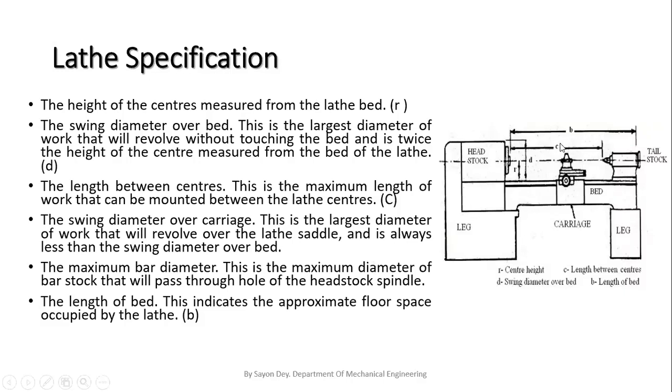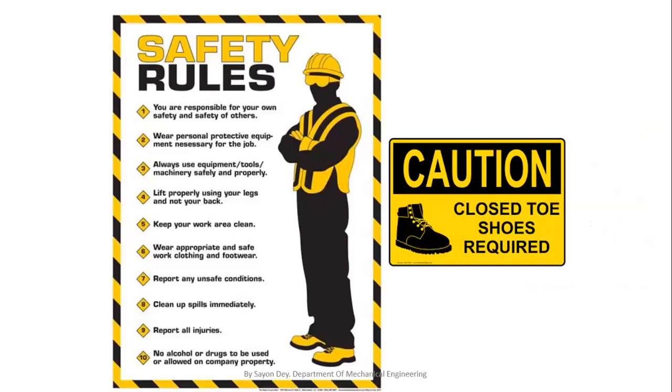To specify a lathe we have to consider all these points, and after these specifications we can buy a lathe. This specification is very important for the lathe. These are the standard safety rules that are common for all workshops and machining. I'm not reading these safety rules, please note them down.